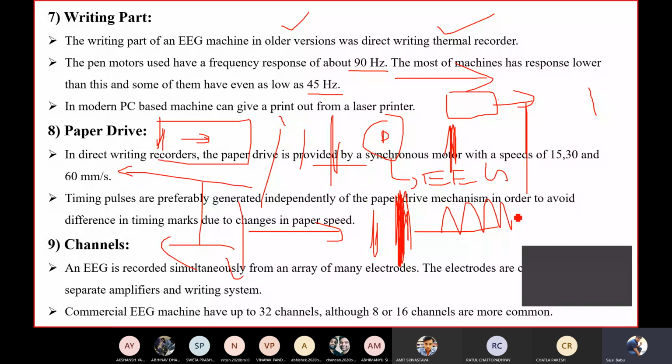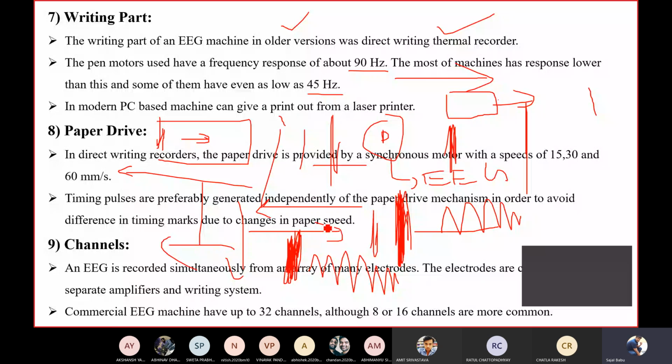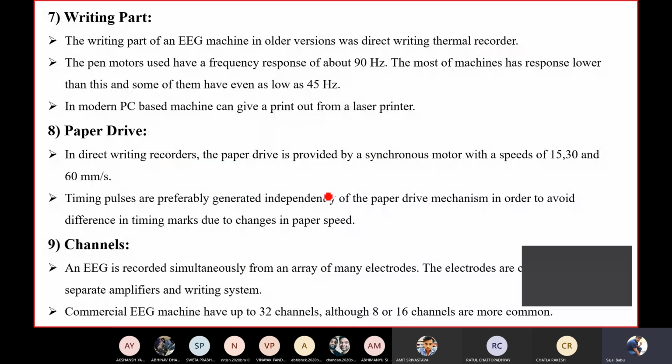If your paper is not going to move, then your pen will move at only one single position, and you are going to get a curve like this. The continuous recording curve will happen only when the paper moves in the left direction at a constant speed. That means the paper unit is going to have a motor which moves the paper in the left direction at a constant speed. They use a synchronous motor or any DC motor. The speed will be 15 mm, 30 mm or 60 mm per second. So the paper will move like that.